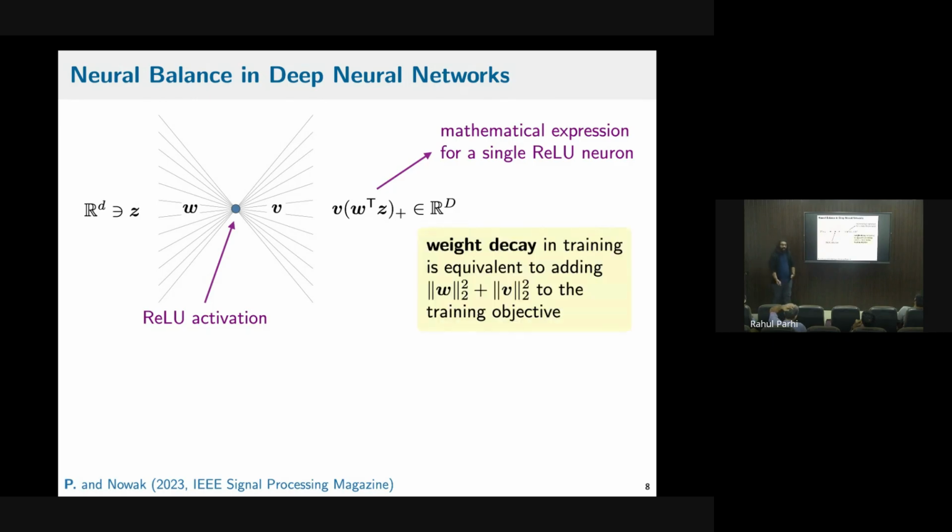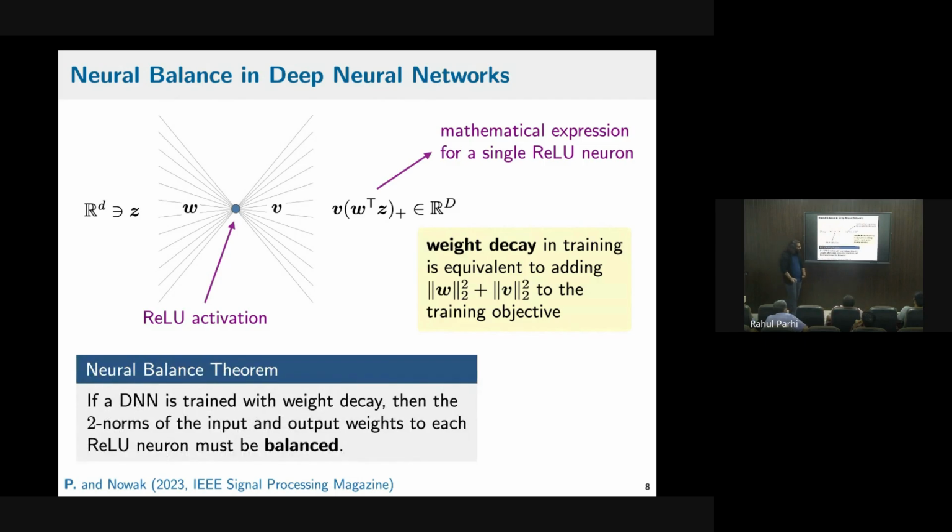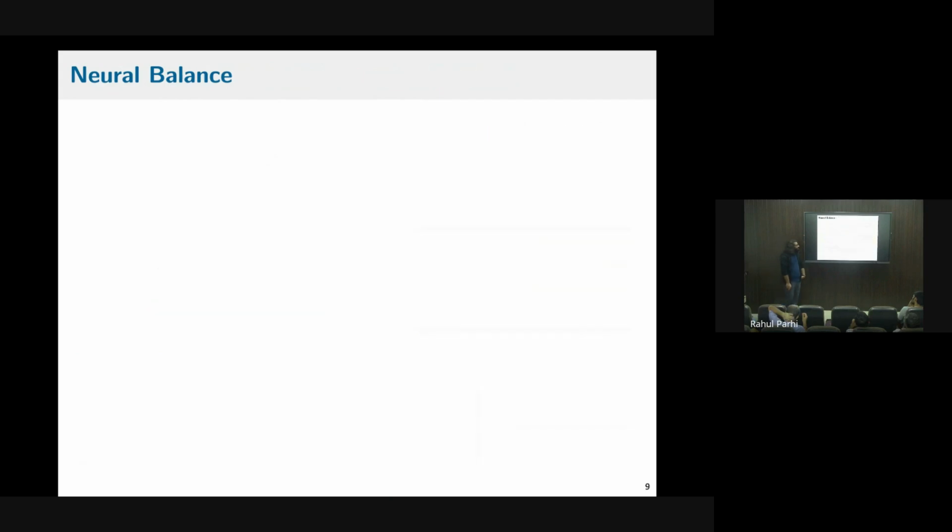And again, when we're training our neural network with weight decay, it just means we're adding this L2 penalty to the objective. So if we do this, it turns out if you take your neural network, again, any architecture you want, and let's say you train it with weight decay and pretend you can actually find a global minimizer, then the two norms of the input and output weights of each ReLU neuron must actually be balanced. So just writing this explicitly, the norm of W must equal the norm of V. So why is this happening? It's not actually a very complicated idea.